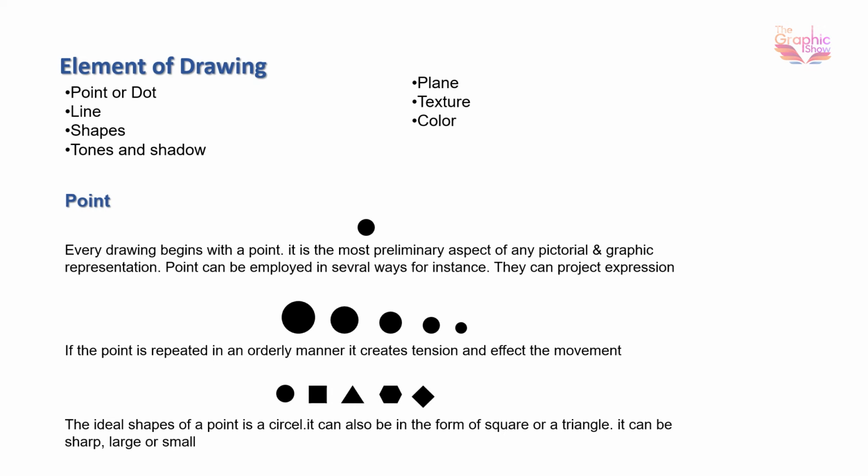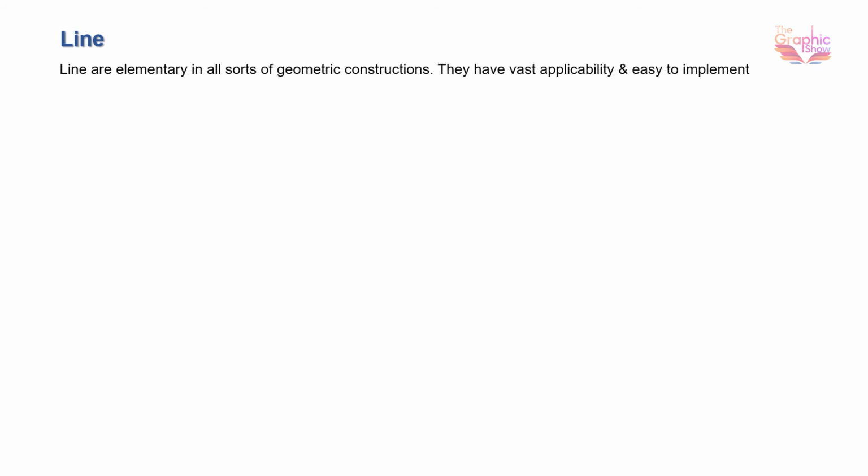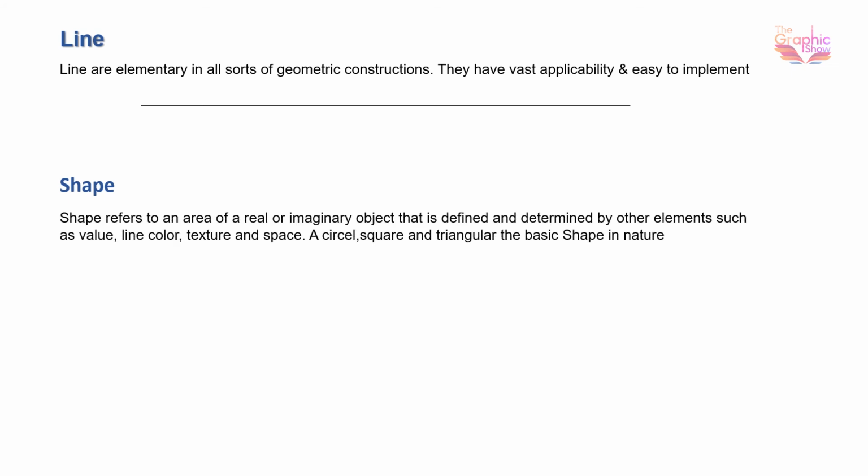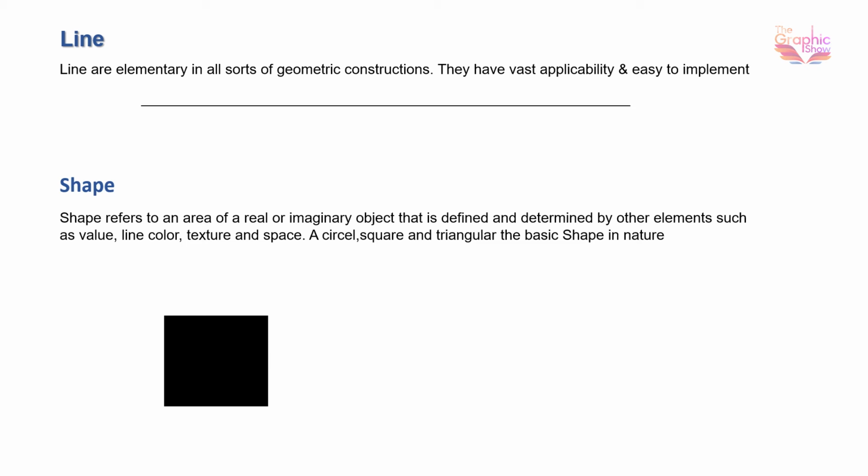Next one is line. Lines are elementary in all sorts of geometric constructions. They have vast applicability and are easy to implement. Shape refers to an idea of a real or imaginary object that is defined and determined by other elements such as value, line, color, texture. A circle, square and triangle are the basic shapes in nature.